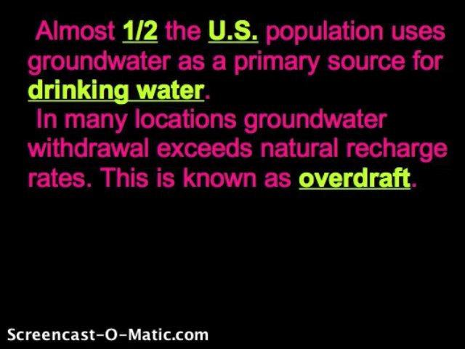Now, almost half of the United States population uses groundwater as a primary source for drinking water. In many locations, however, groundwater withdrawal exceeds natural recharge rates, and this is known as overdraft. We've done some work on something similar to this before. What do you call it if natural resources are being used faster than they can be replenished? If you're thinking non-renewable natural resources, well, in some locations in the United States, groundwater is non-renewable. It's not being put back in as fast as it's being pulled out.